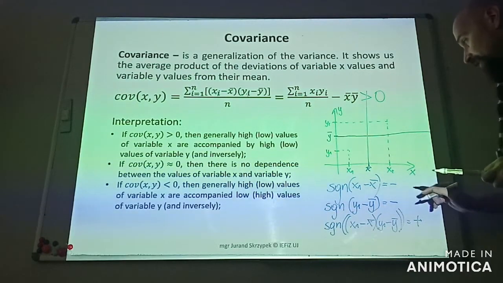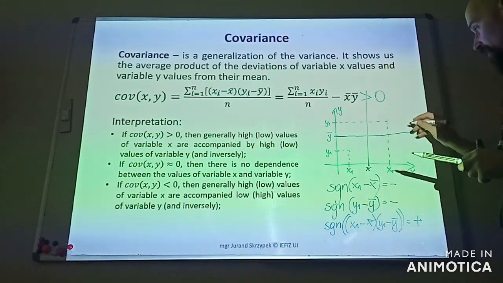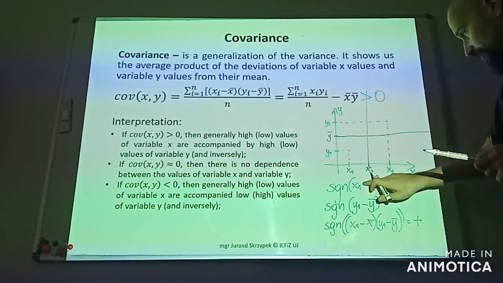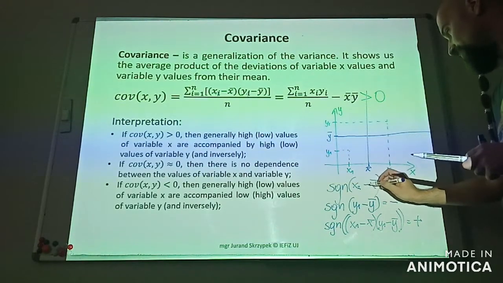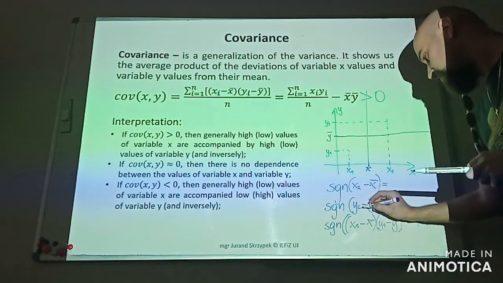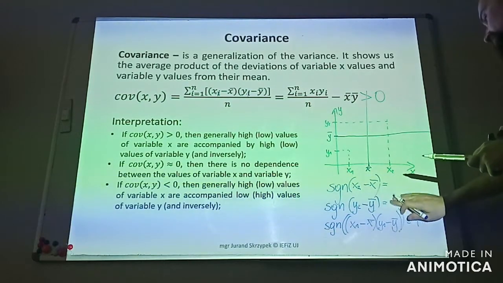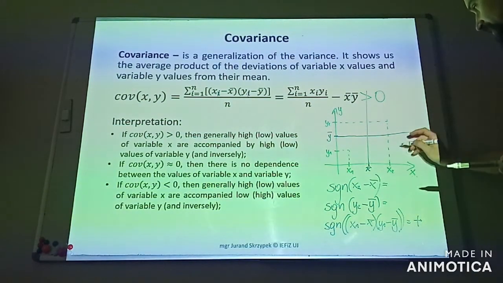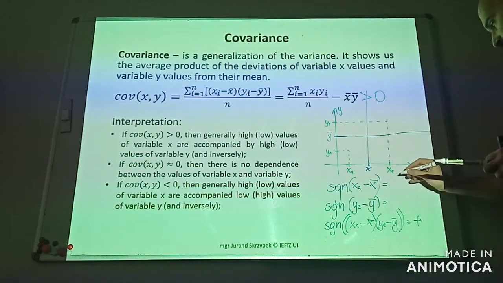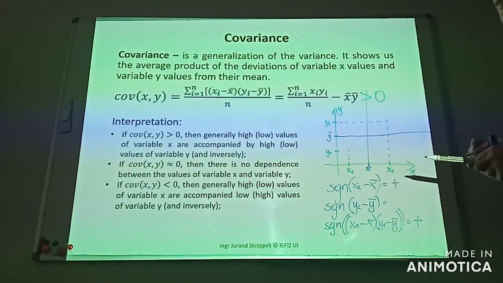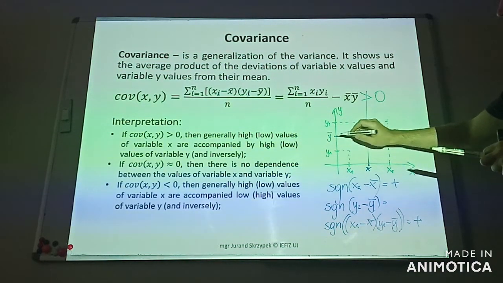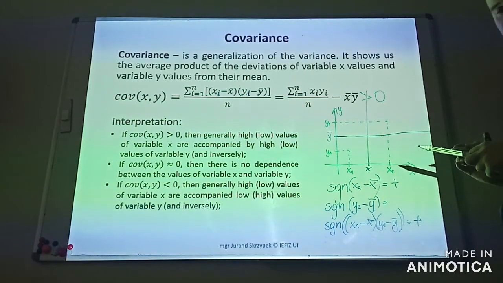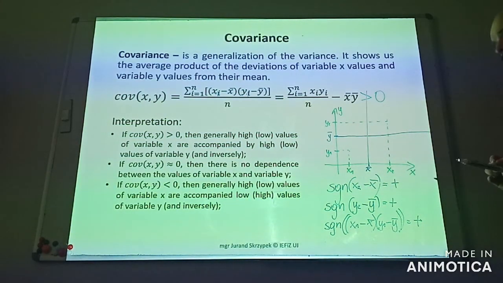Okay, and we have also the second object, which is characterized by the following deviations: x2 minus x mean, y2 minus y mean. x2 is higher than x mean, so the first deviation will be positive. y2 is higher than y mean as well, so it also has the positive sign.